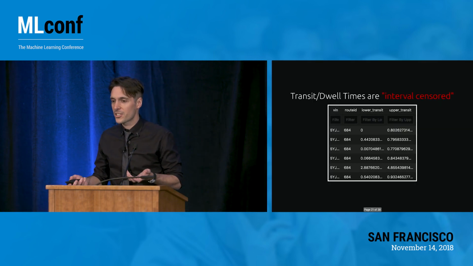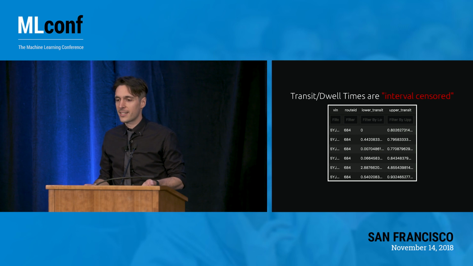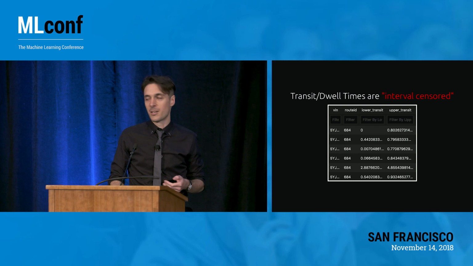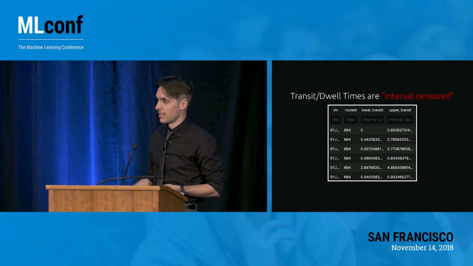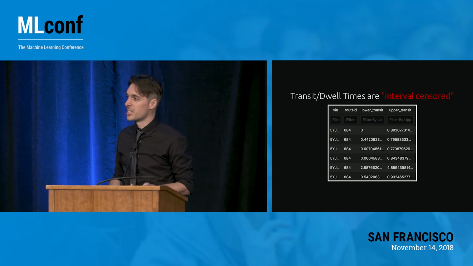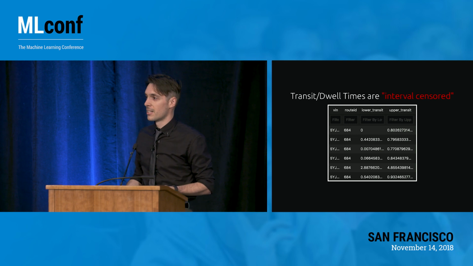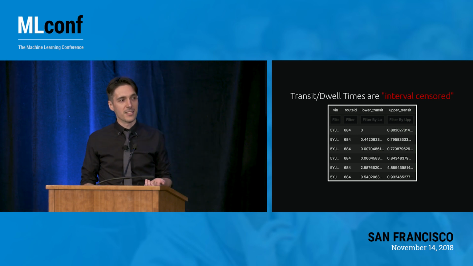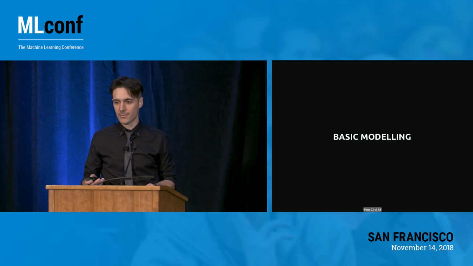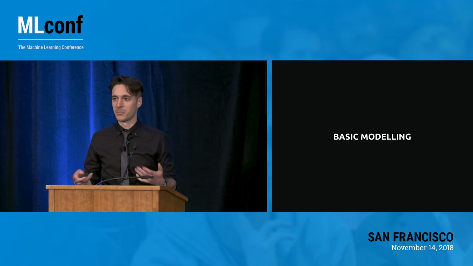So with just some subtractions, what we get is training data that look like this. For the transit time, we have a lower bound on how long it took, and we also have an upper bound on how long it took. In the statistics literature, this is called interval censoring of your observations. And if you work in survival analysis, this is really your bread and butter. So how does one build models from interval censored data?